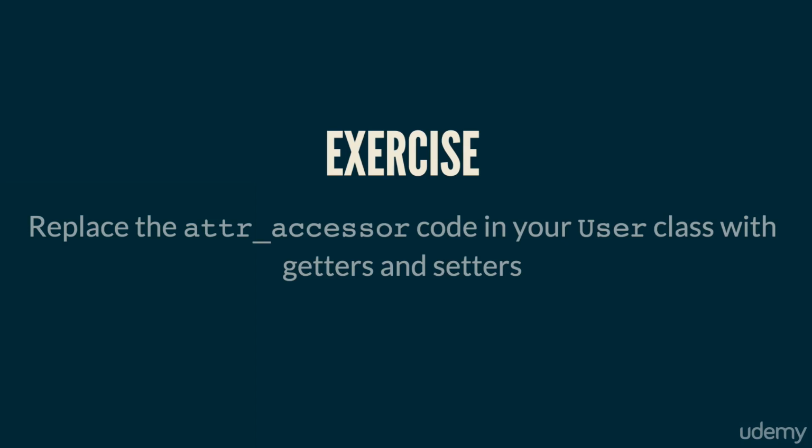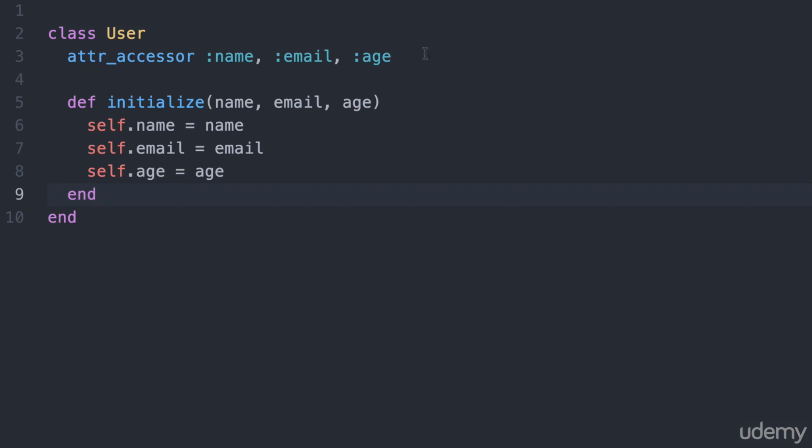Okay, to help us understand better how attr_accessor works internally, we're going to replace our attr_accessors with instance variables. Taking a look at my previous code, let's replace each of these attr_accessors one by one. We'll start with the name setter.